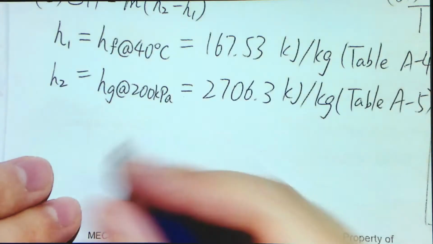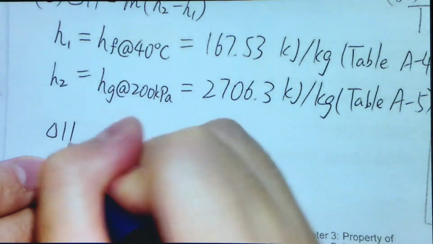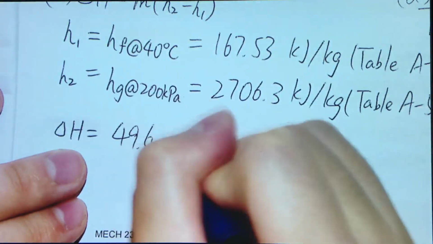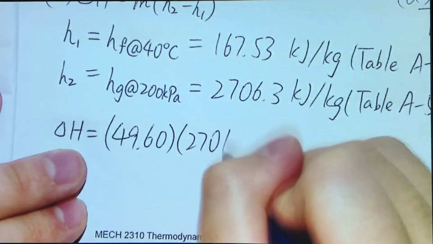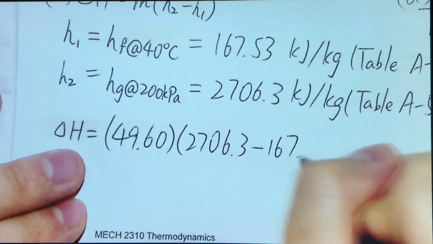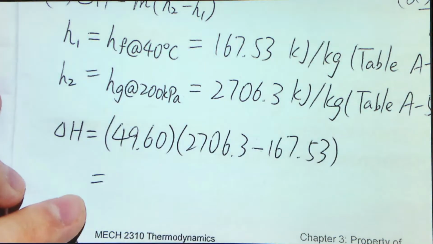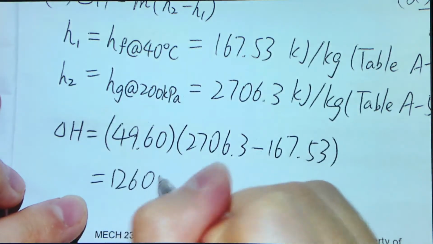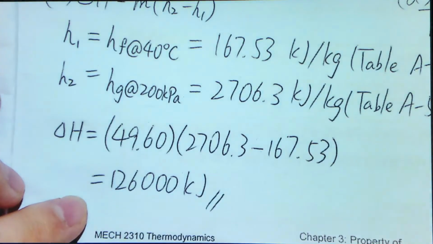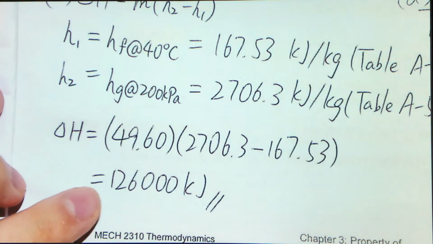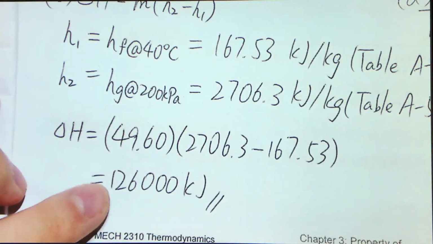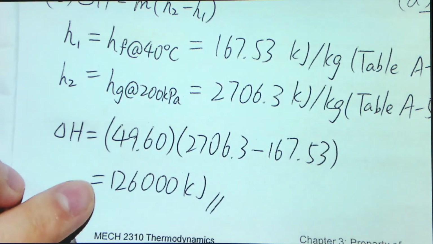And what you need to do is plug in those values. So delta H equals the mass, which we have found already, times the enthalpy change: 2706.3 minus 167.53. And finally, you get the answer, about 126,000 kilojoule. A great value indeed. But for delta H, because of the great mass, you should get this kind of magnitude. So trust yourself. If you see this kind of magnitude, don't be afraid, because usually delta H is quite big. So we have done this example.